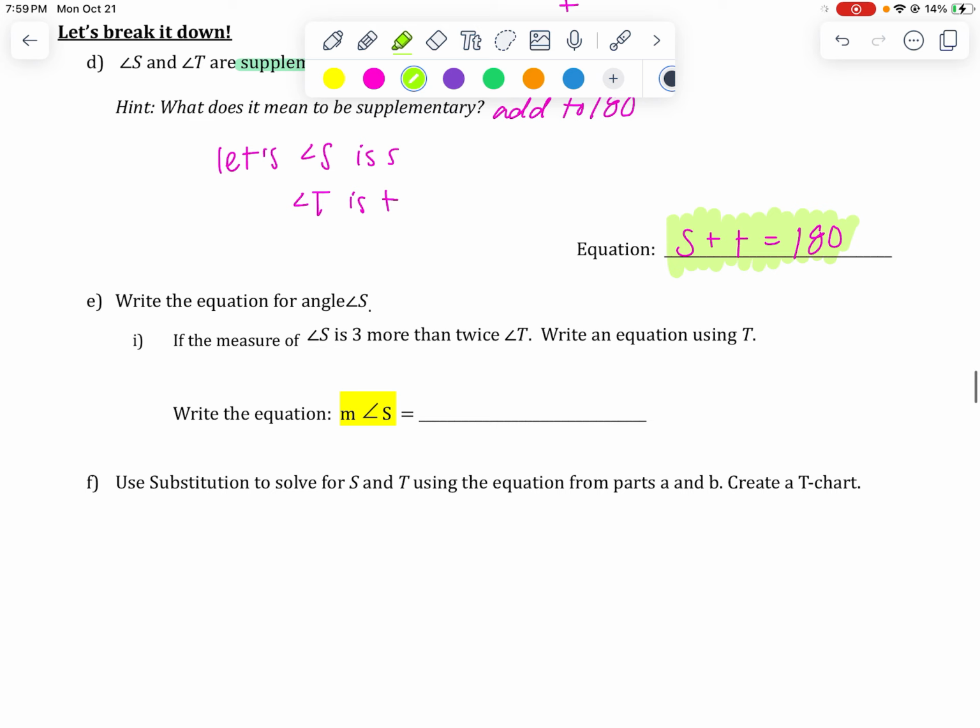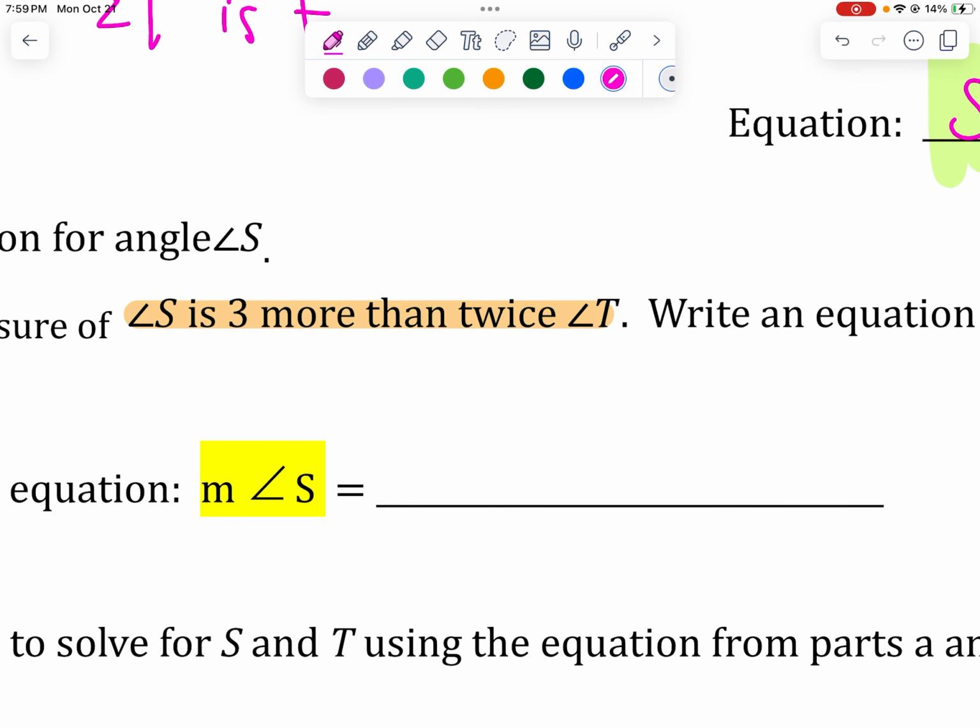Now we could focus on part E. It says write the equation for angle S. So it says angle S is 3 more than twice angle T. So if I zoom in, we know that S is just S. Is my equal sign. And then we have a 3 more than is my addition, twice T, 2 times my unknown value of T. So angle S is 3 more than twice T. And this is my second equation.